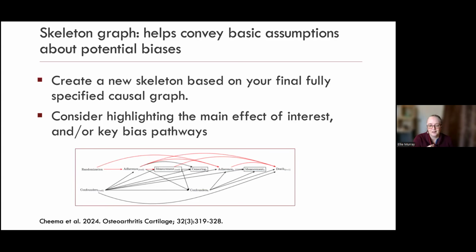They're important confounders of adherence and death. So we add those to the skeleton graph. Measurement also turned out to be an important consideration here. And so that's being added to the skeleton graph. And then you can see we've highlighted the paths that lead from randomization to death in red so that people can see the effect of interest and compare the bias pathways.